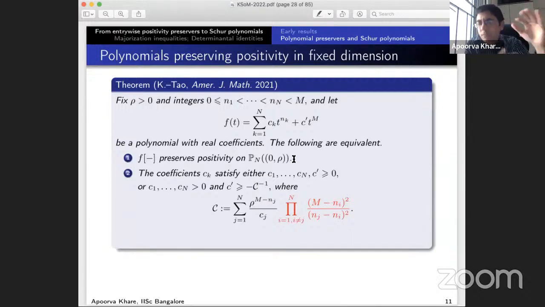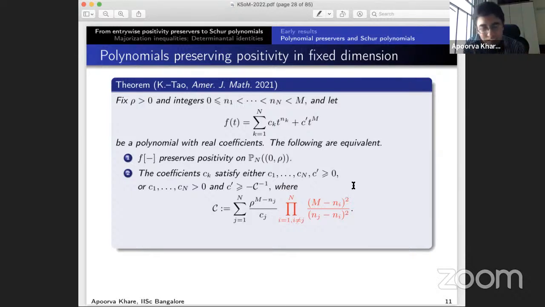Then there are variants for -1 to 1, complex entries and other kinds of things. But for this talk, I will work only with matrices with positive entries. And this term in red, this product in red, is highlighted because it is connected to Schur polynomials. So every time you see something in red, think in your mind of Schur polynomials.